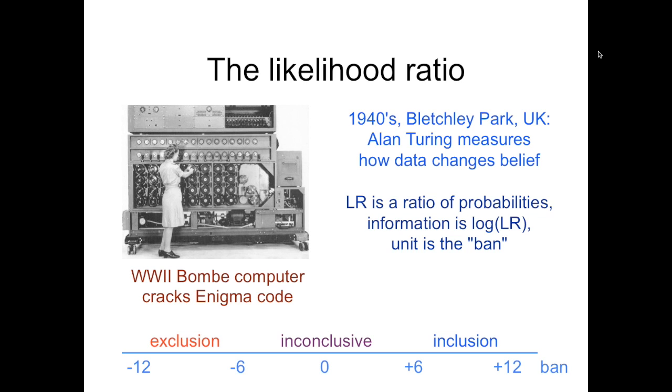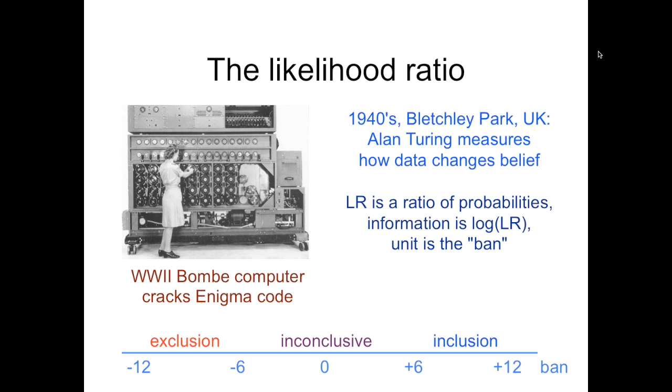The LR, or likelihood ratio, measures how data change our belief. It's a ratio of probabilities. No matter how you write it, there's always a ratio of probabilities in there. The information is the number of zeros of a logarithm base 10 of the LR, named the ban. This picture just shows these large mass-produced computers that helped crack the German Enigma code during World War II, and part of the process used likelihood ratios.